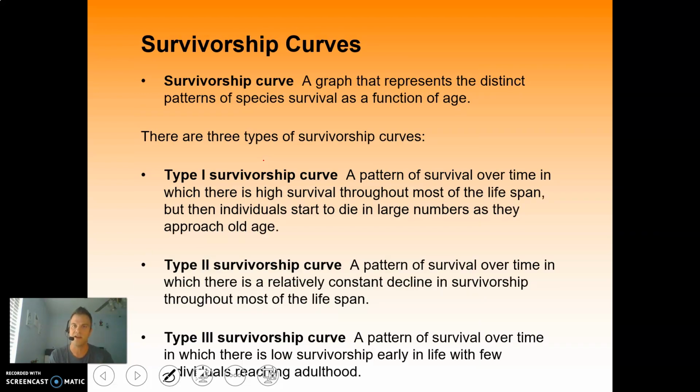All right, so a survivorship curve is a graph that represents the distinct patterns of a species' survival as a function of age. So these are graphs that describe, basically, what's happening there, the species' survival as a function of age. There are 3 types of survivorship curves.